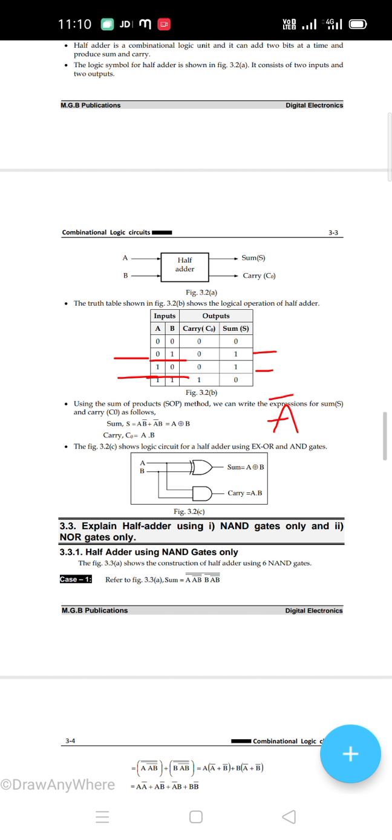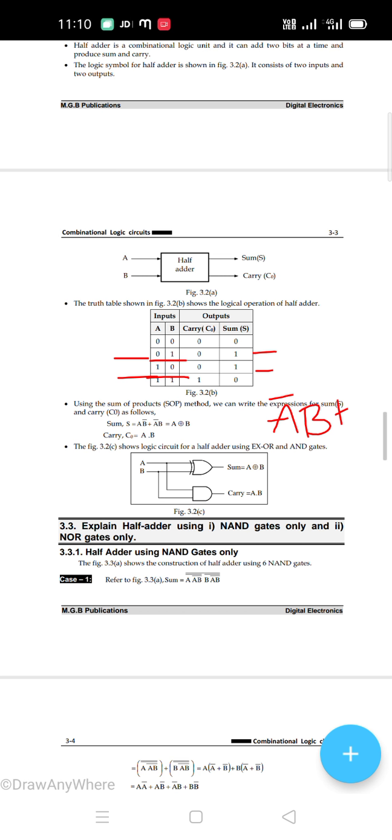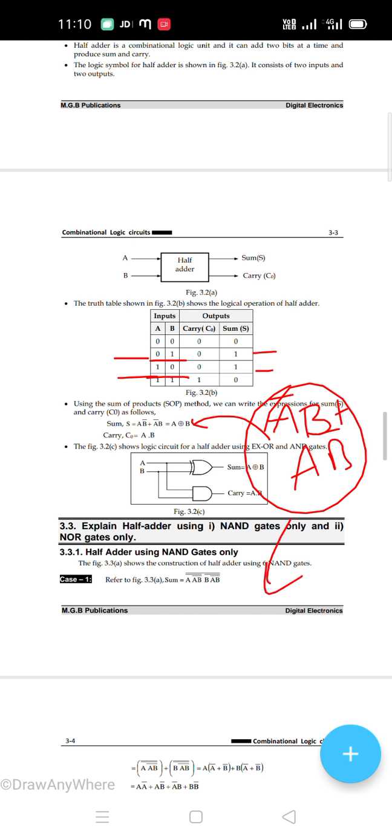Okay, and 1 means b, plus next 1 means what? a means a and 0 means b bar. So this is the output of sum, that is a bar b plus a b bar. So this is nothing but XOR, this can be written as a exclusive OR of b. This is the sum output.